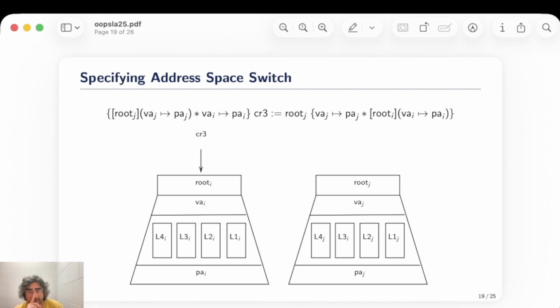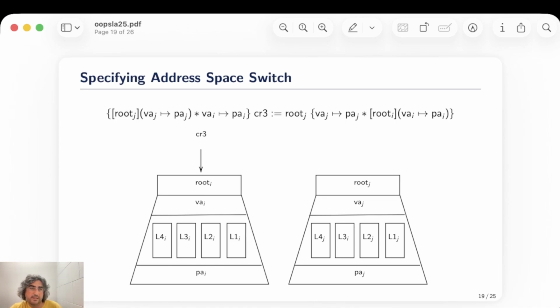But when the address space switch happens, CR3 is loaded with root J's name, and then the mappings of the root J address space will be loose in the specification in the postcondition, and root I's virtual mappings will be put under the address space modality.